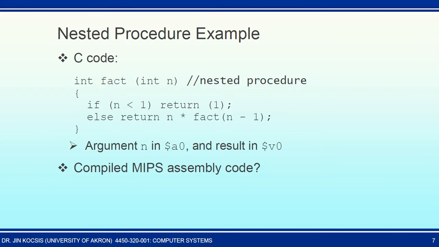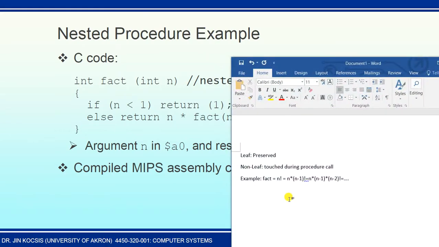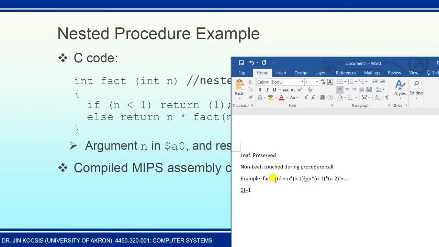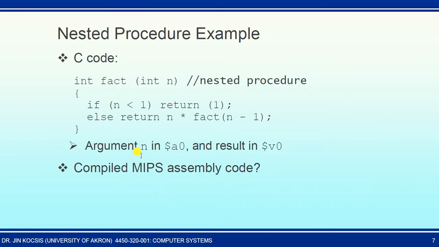If n is less than 1, which means n is 0, right? 0 factorial is equal to 1. So if n is less than 1, we will return the value of 1. Otherwise, we will continue to calculate n factorial, which equals n times (n minus 1) factorial. And I also know the argument is in register a0 and the return value is in v0. So now the question is how we can represent assembly language corresponding to this code.